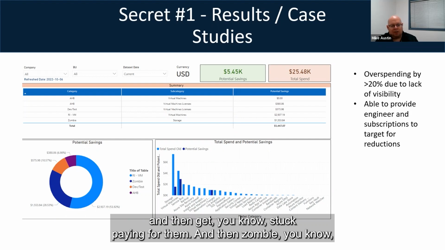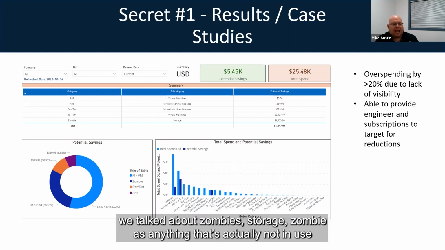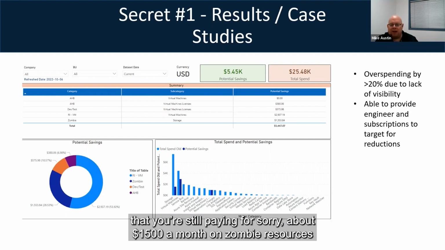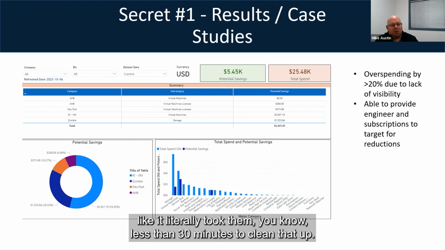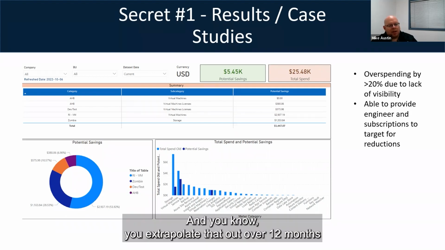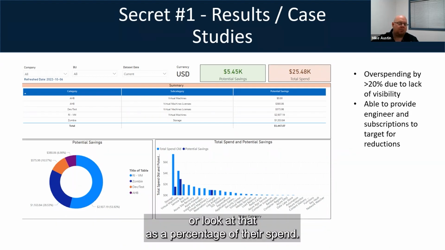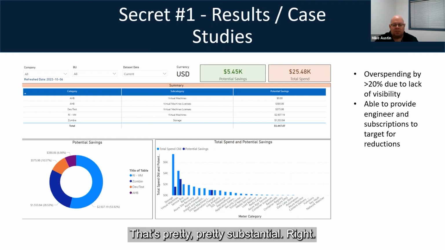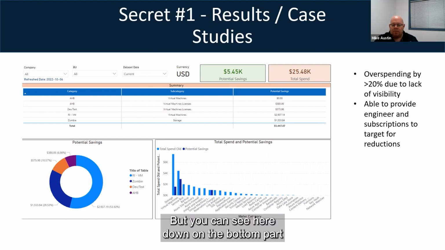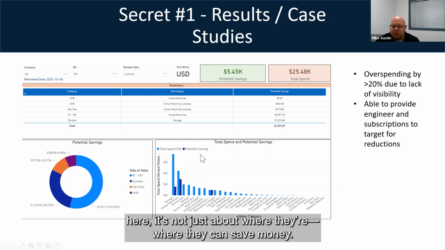And then Zombie, we talked about Zombie storage. Zombie is anything that's actually not in use that they're still paying for. So look at that, $1,500 a month on Zombie resources. It literally took them less than 30 minutes to clean that up. And you extrapolate that out over 12 months or look at that as a percentage of their spend, that's pretty substantial, right?